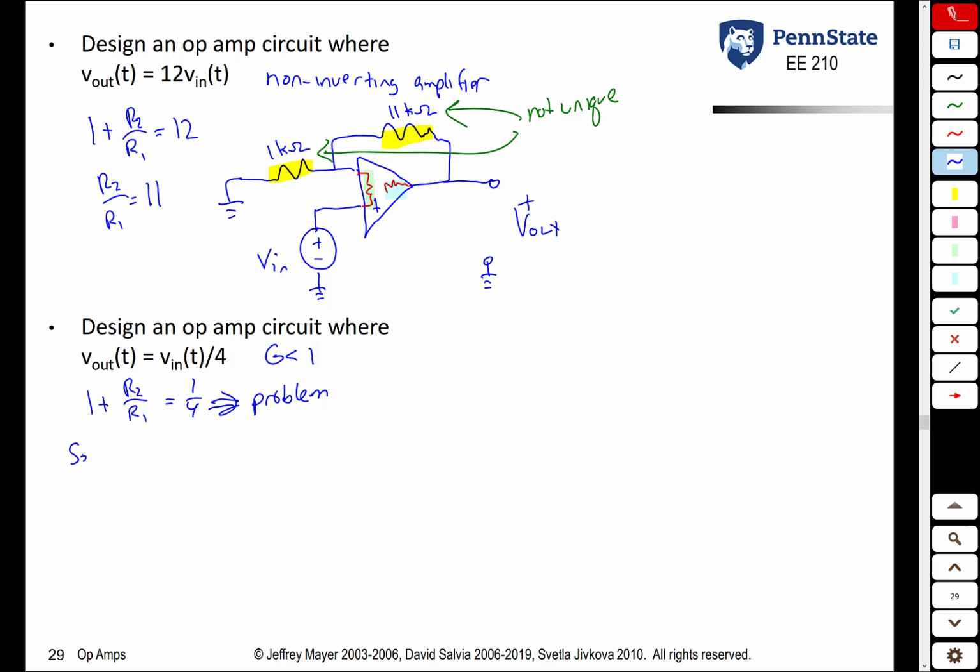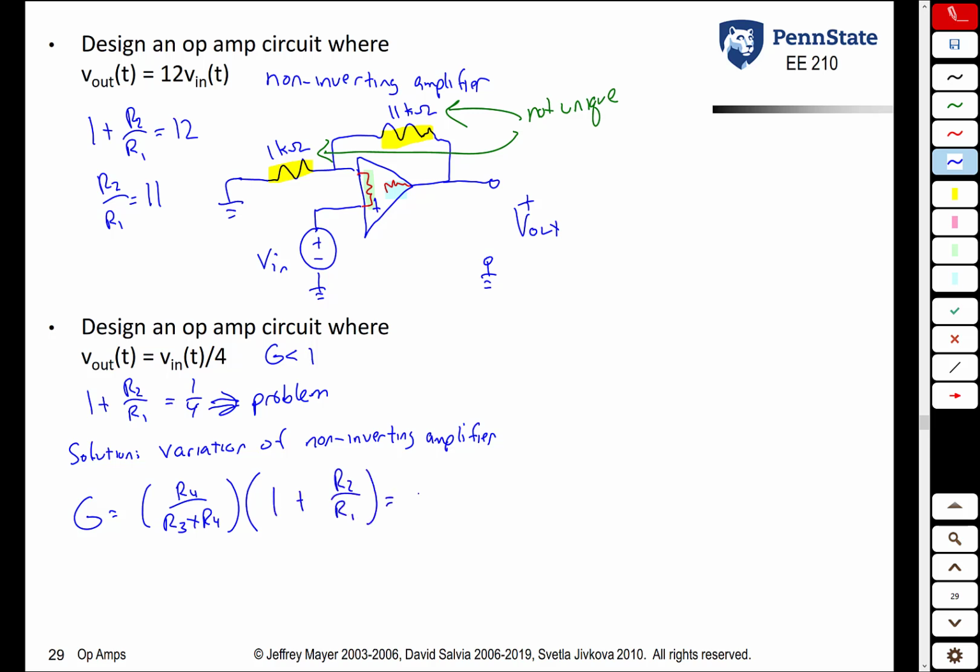So instead, the solution is to use our variation of the non-inverting amplifier. What we want is our gain G is going to be what? It's going to be R4 over R3 plus R4, where R3 and R4 are the resistors in this voltage divider, times 1 plus R2 over R1. And we want that product to be 1/4. So you have lots of choices here. As long as the product equals 1/4, we're okay.